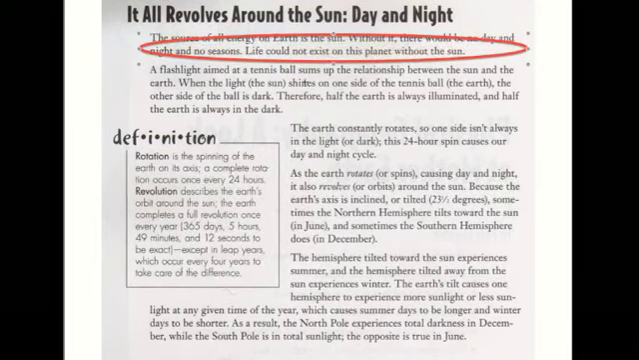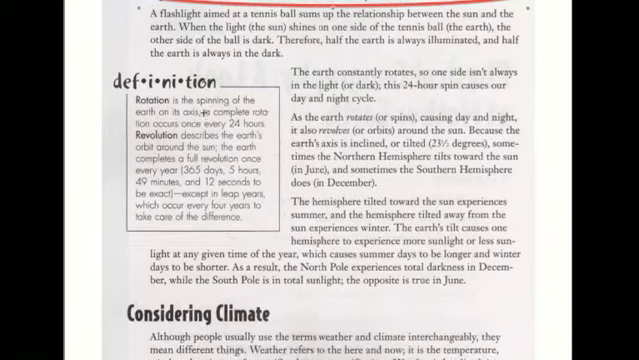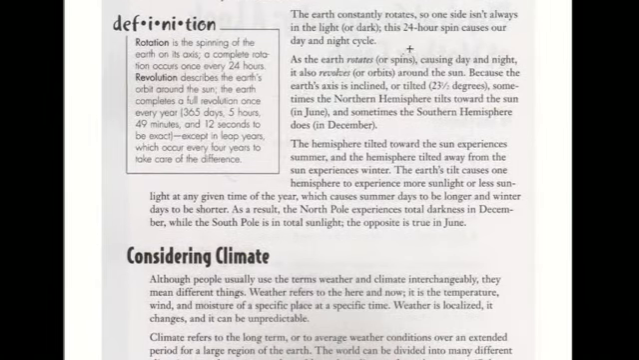A flashlight aimed at a tennis ball sums up the relationship between the sun and the Earth. When the light, the sun, shines on the side of the tennis ball, the Earth, the other side of the ball is dark. Therefore, half the Earth is always illuminated and half the Earth is always dark. The Earth constantly rotates, so one side isn't always light or dark. This 24-hour spin causes our day and night cycle.